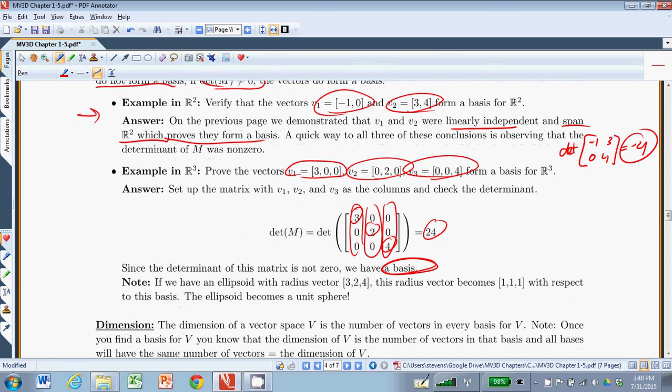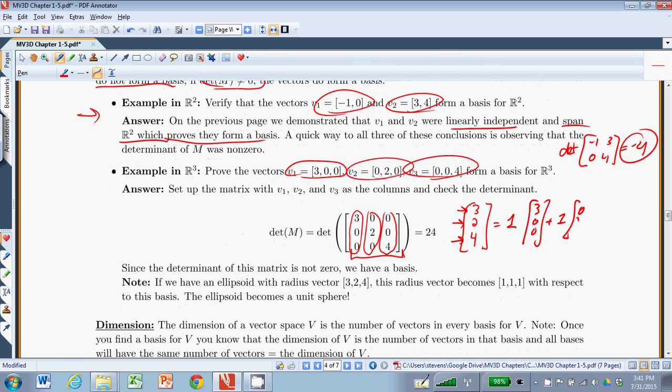And by the way, with respect to this basis, that's the first vector, second vector, third vector, then that radius vector of my ellipsoid from chapter 1.4, which was 3, 2, 4, that was the radius vector. This was the x radius, y radius, z radius. If you write that in terms of this basis, that's 1 times 3, 0, 0, plus 1 times 0, 2, 0, plus 1 times 0, 0, 4. So with this as our basis, the radius vector is just 1, 1, 1.